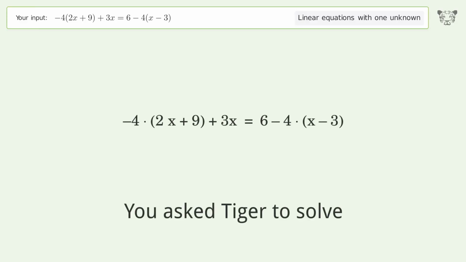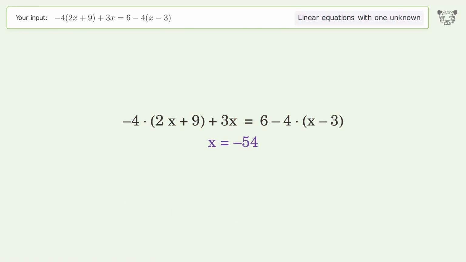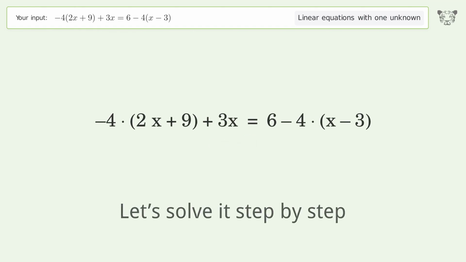You ask Tiger to solve. This deals with linear equations with one unknown. The final result is x equals -54. Let's solve it step by step.